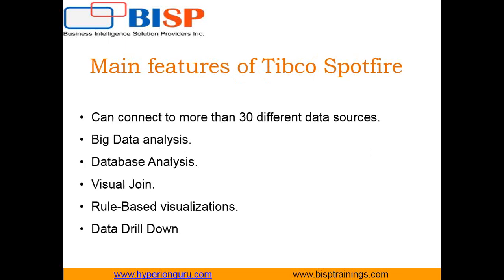So let's talk about the main features of Tibco Spotfire. These are a few main features. The first is that it can connect to more than 30 different data sources, and we can choose the data source from several databases, which include big data, Teradata, web services, files, and legacy applications. Not only can we load the local database into Tibco Spotfire, we can also access the cloud database within Tibco Spotfire.